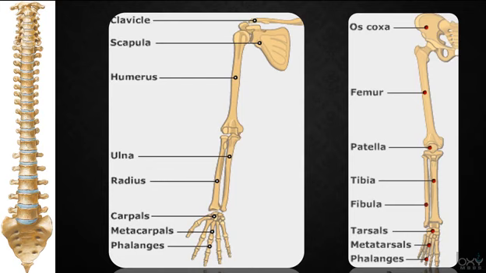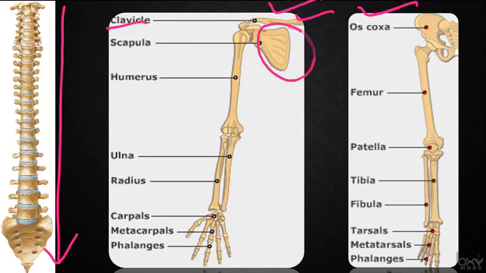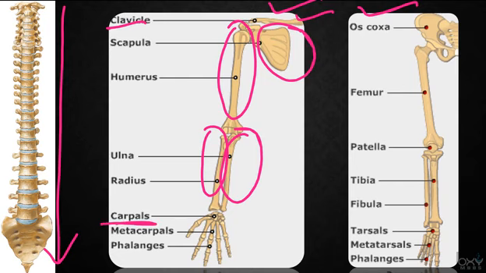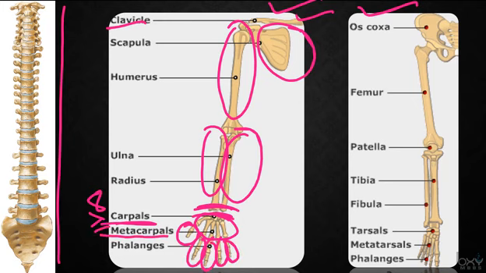And friends, this is our vertebral column, and this is the upper limb and this is the lower limb, which includes the clavicle. This is the clavicle, this is the scapula, this is the humerus, this is the radius, this is the ulna. And how many carpal bones are present? These are 8, 4 on the upper side and 4 on the lower side. These are the metacarpals, they are 5, and these are the phalanges, which are 14 in number.